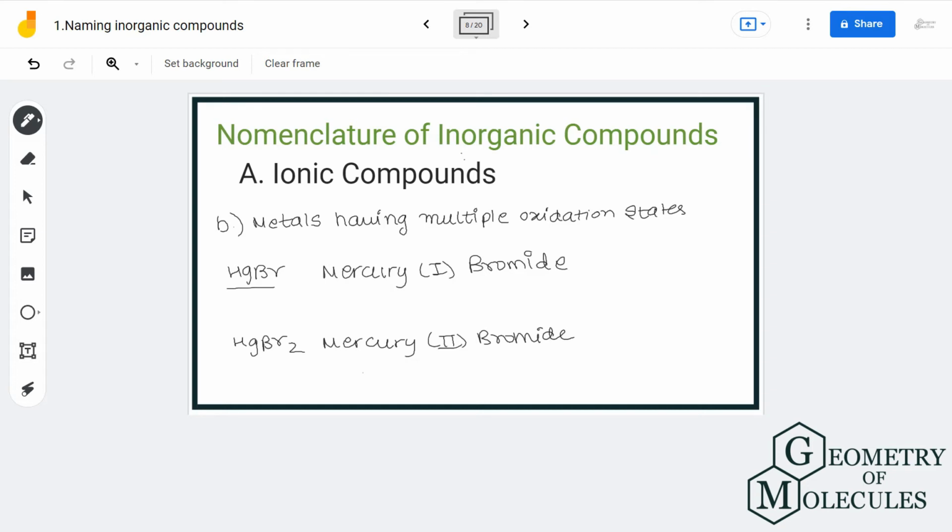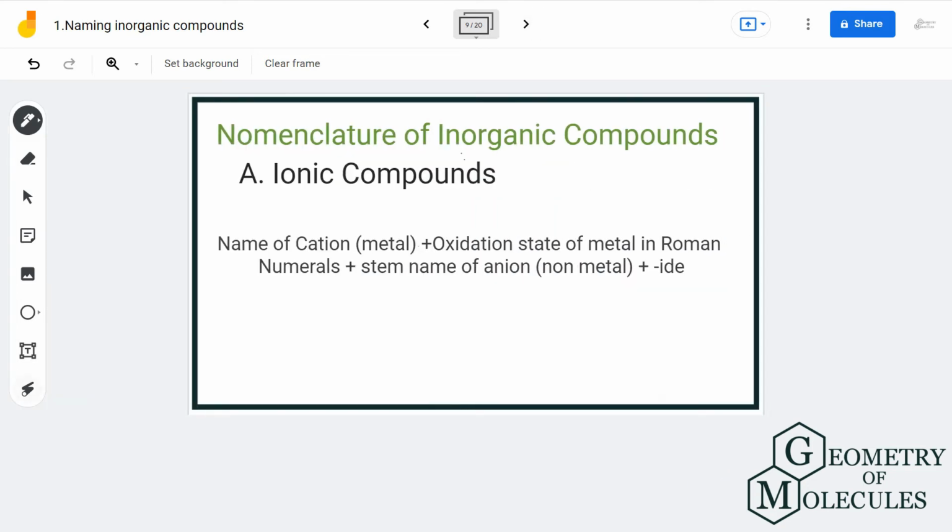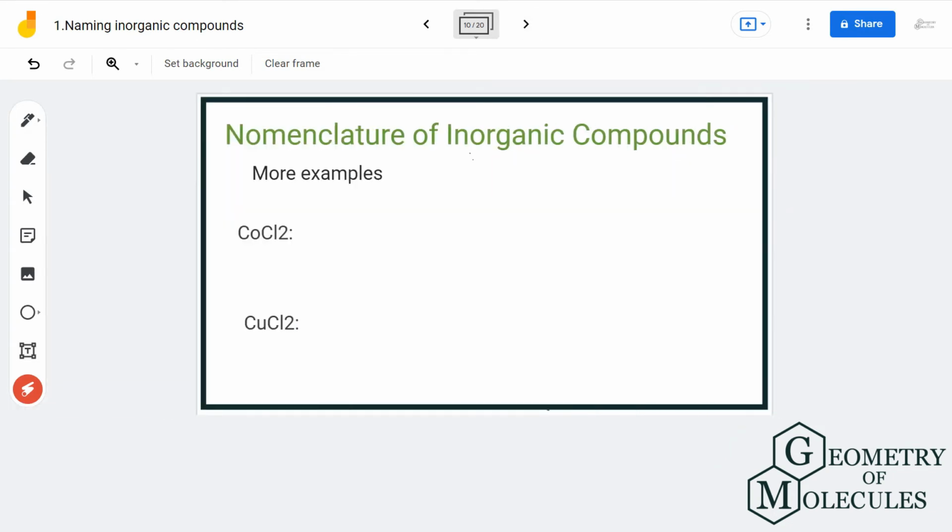So the general form comes out to be the name of cation or metal plus the oxidation state in Roman numerals plus the stem name of anion or non-metal plus the suffix ide. Let us see some more examples.